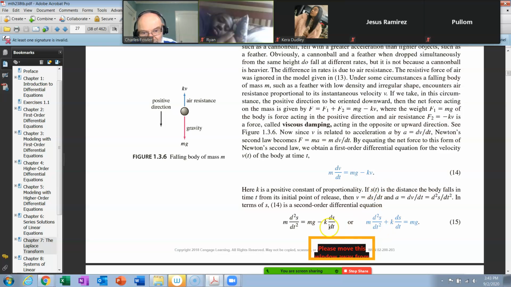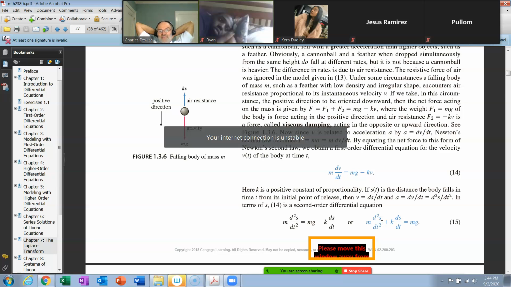Or you can add this to both sides and you get this one: mass times the second derivative of the displacement with respect to time, plus whatever your constant is there, times the change of displacement with respect to time, which is velocity.